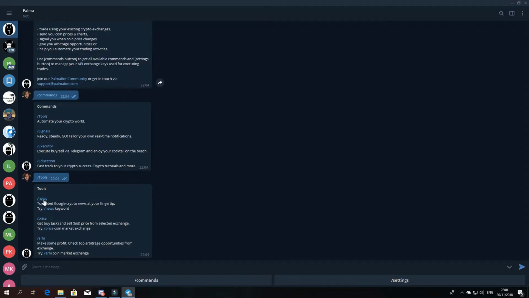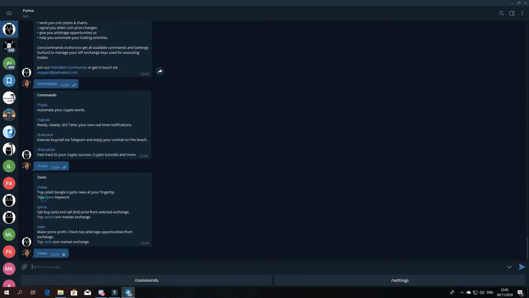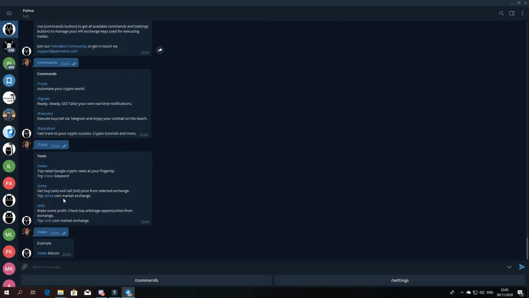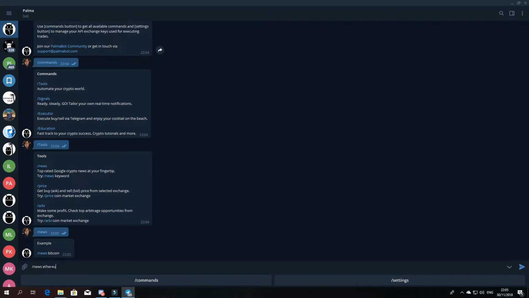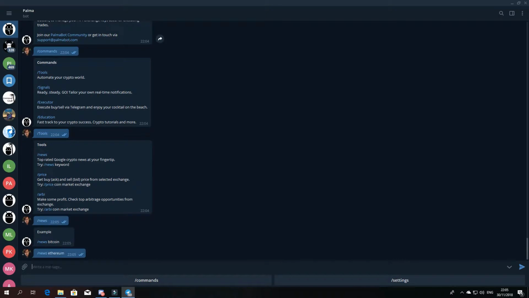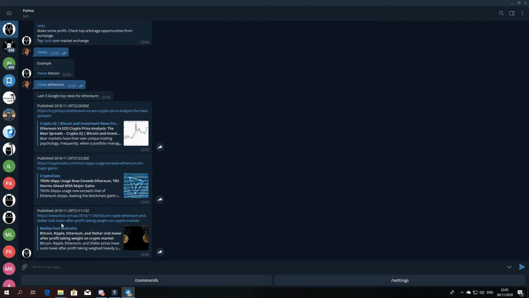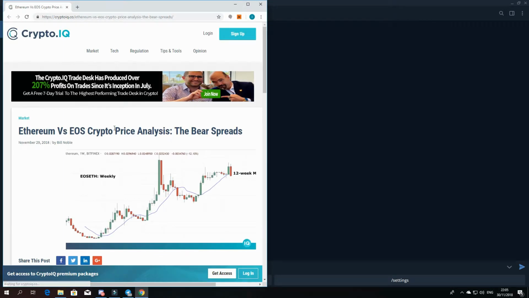There are three types of tools that we have over here. The first one is /news. This will show you the last top 3 news from Google under a particular subject or coin. So let's say I'm interested in Ethereum. I'll just write /news Ethereum, and the bot will show me the top 3 news from today. Next, you can just click a link and it will redirect you to a Google site with this particular news.